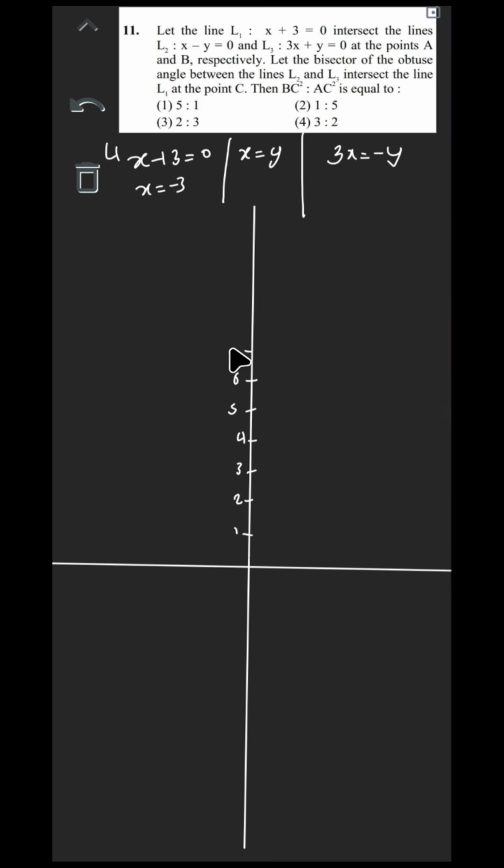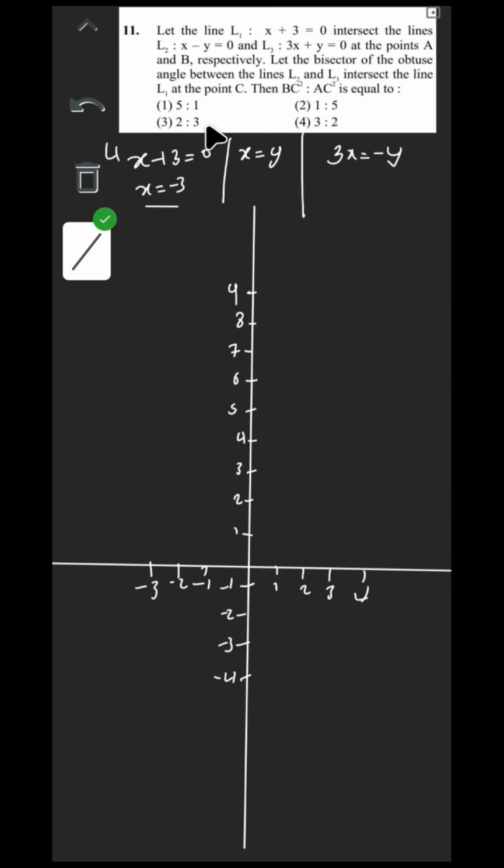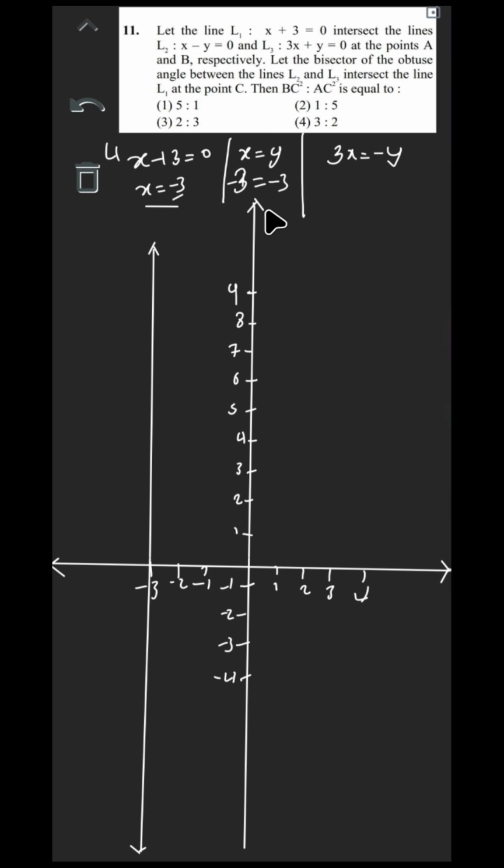If I take x is equal to 3, from 3x is equal to minus y, it is 9. So I will take 9 numbers in the positive direction and 3 numbers in the negative direction, enough, because x is equal to minus 3 in the first equation, that's why. Now I will draw the x is equal to minus 3 equation. Suppose I take x is equal to minus 3, y is also minus 3. Here if I take x is equal to minus 3, I will get 3 into minus 3, y is equal to 9.